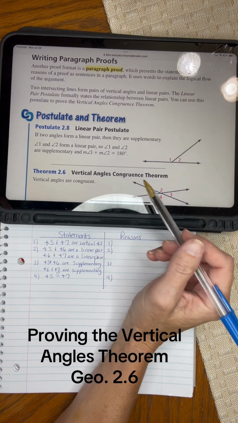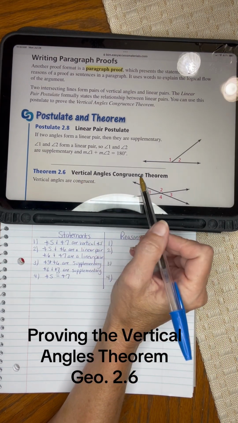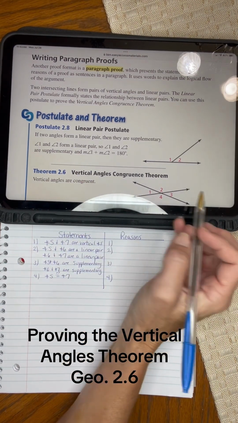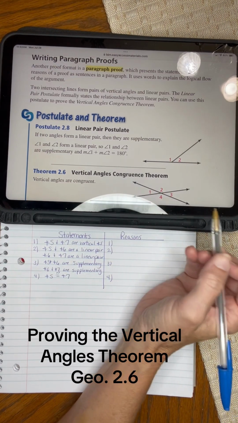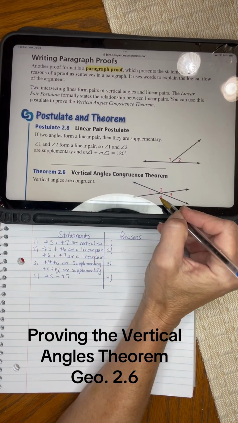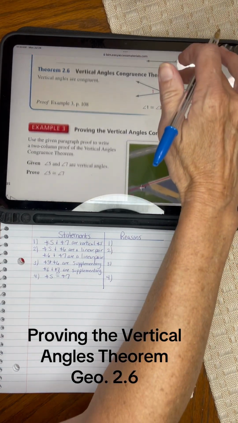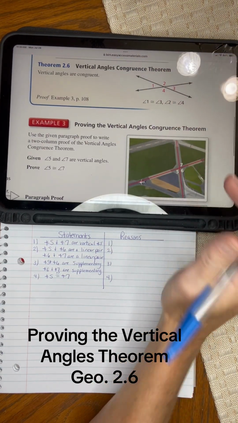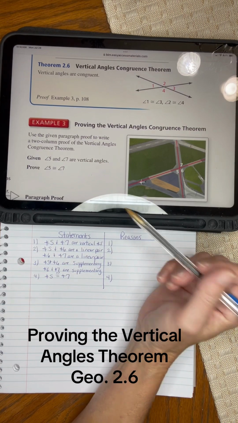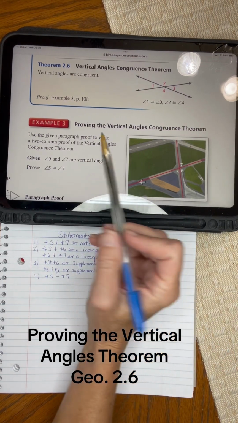So the other one is a theorem, the vertical angles congruence theorem. Vertical angles are congruent. 1 and 3 are vertical angles, and they would be congruent. And 2 and 4 are vertical angles, and they would be congruent. We're going to look at this problem here, and I'm going to show you the paragraph proof, but we're going to turn it into a two-column proof.